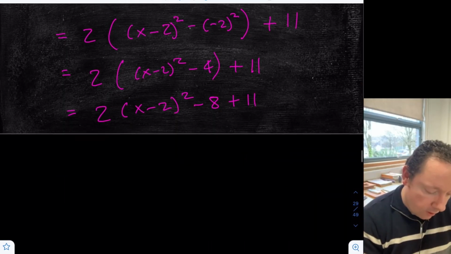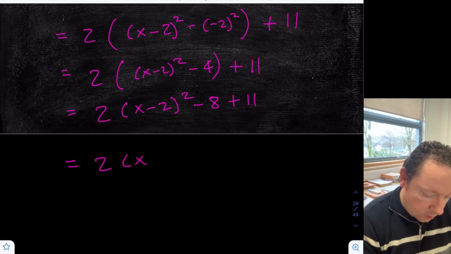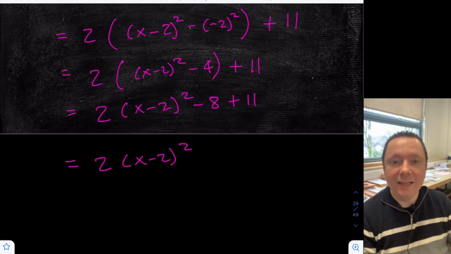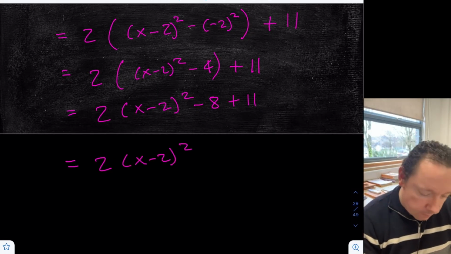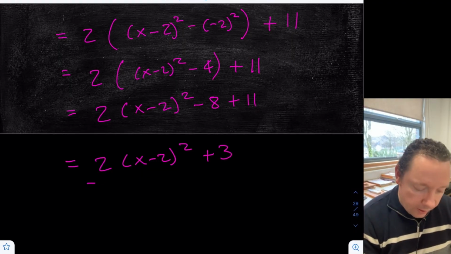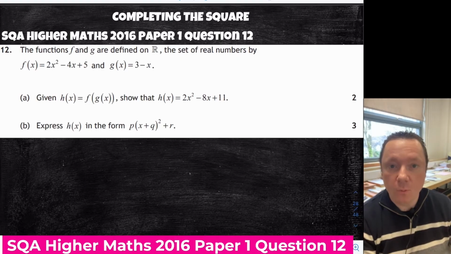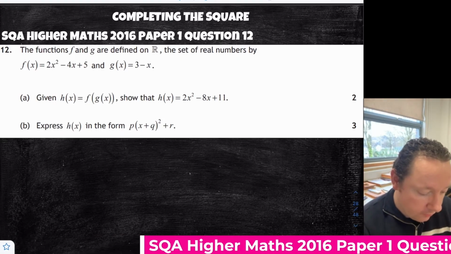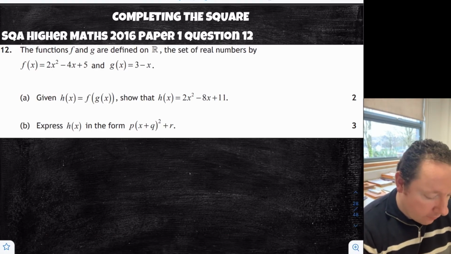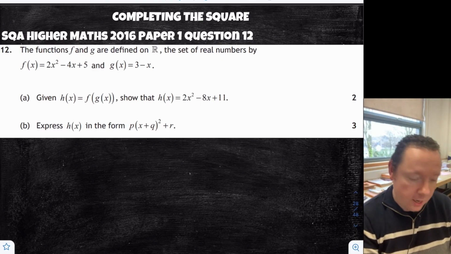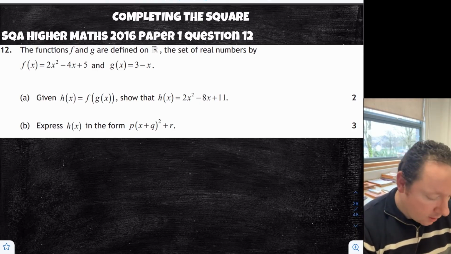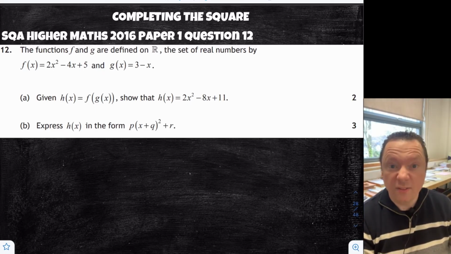Completing the square, SQA Higher Maths 2016, paper 1, question 12. Functions f and g are defined on a set of real numbers by f of x is 2x squared minus 4x plus 5, g of x is 3 minus x. Part A, given that h of x is f of g of x, show that h of x equals this. So find f of g of x.